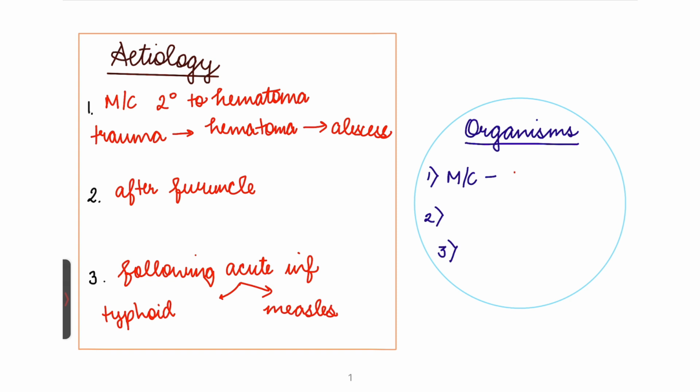The most common organism causing septal abscess is S. aureus. Other cause is streptococcus and rarely anaerobes.